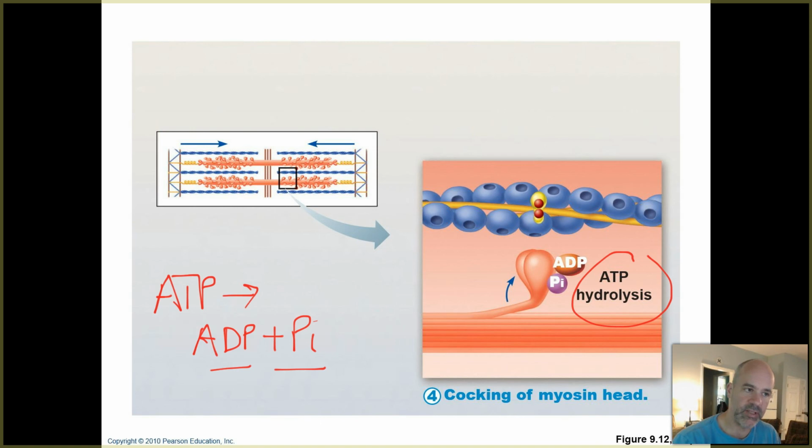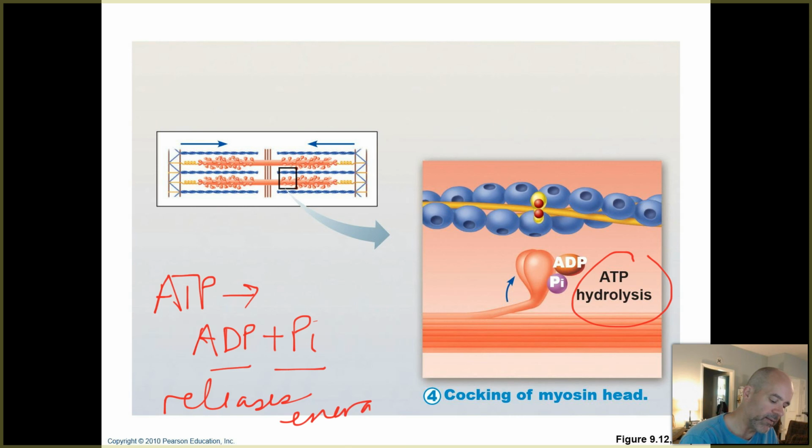That releases energy. Hydrolysis means water splitting. You add a water molecule to ATP and that splits it in half into ADP plus phosphate. That's what hydrolysis means. That releases energy.